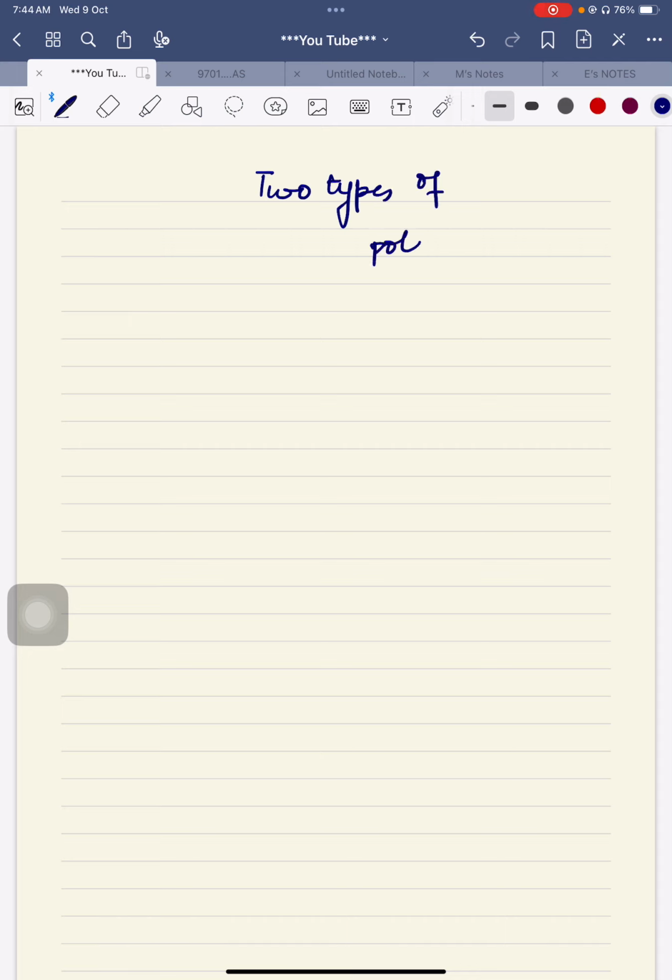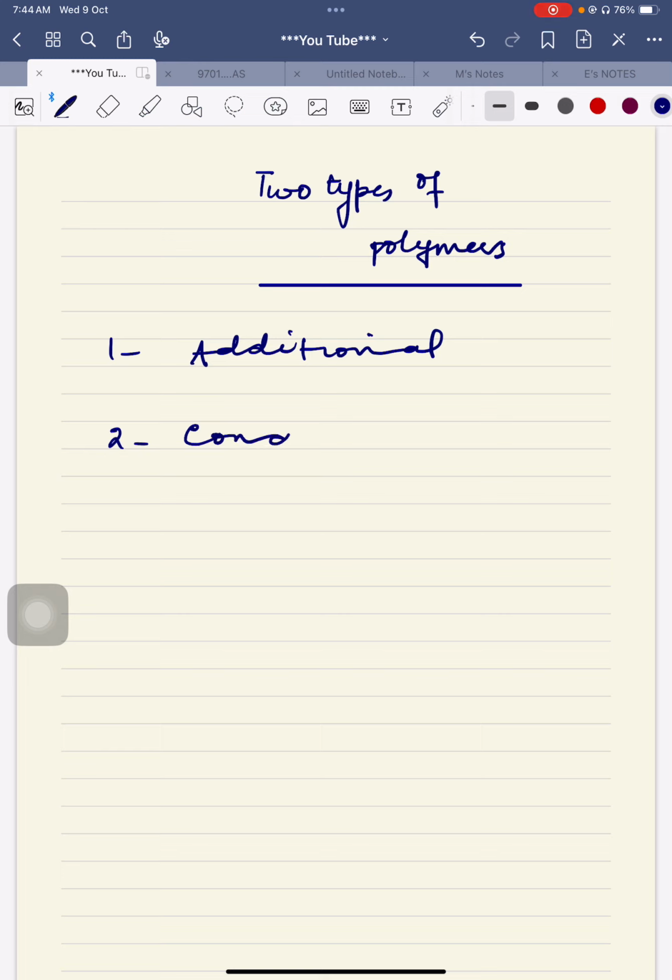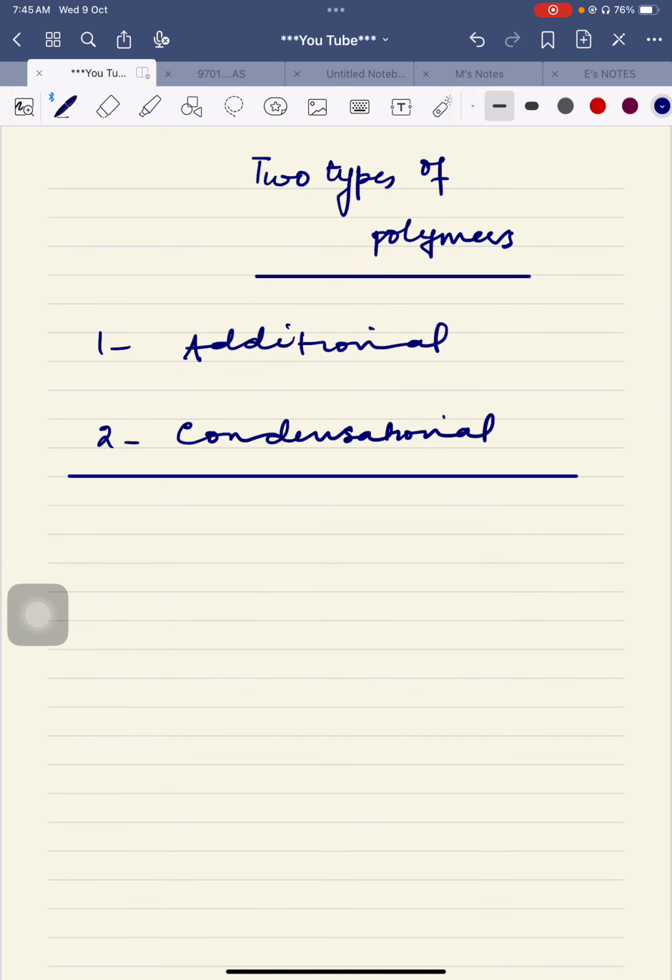Number one will be addition polymers, and the other will be prepared by condensation, and these are called condensation polymers. So one category is prepared by addition reaction, called addition polymers, whereas the other category is called condensation polymers because they are prepared by condensation. Now, what is addition and what is condensation, and what is the difference between the two?